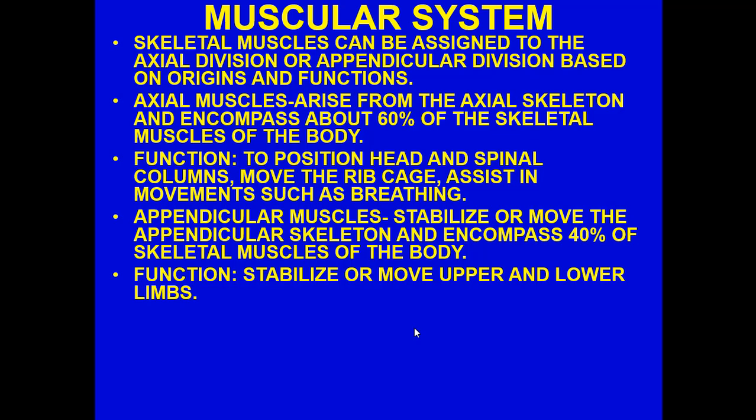Now, the skeletal muscles can be assigned to the axial division or appendicular division based on origins and functions. Axial muscles, as I said, arise from the axial skeleton and encompass about 60% of the skeletal muscles of the body. Function is to position head and spinal columns, move the rib cage, assist in movements such as breathing. Now, the appendicular muscles, they stabilize or move the appendicular skeleton and encompass 40% of the skeletal muscles of the body. Their function is more to stabilize or move upper and lower limbs.